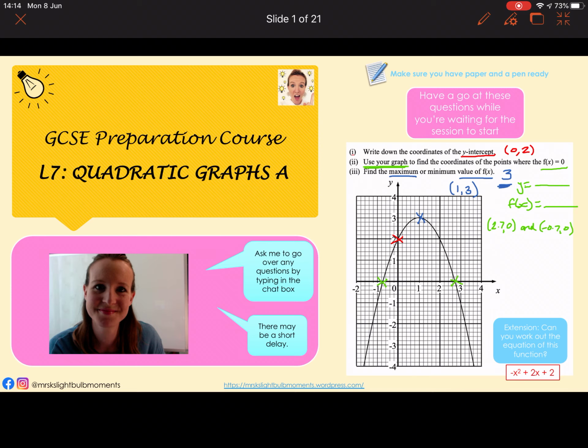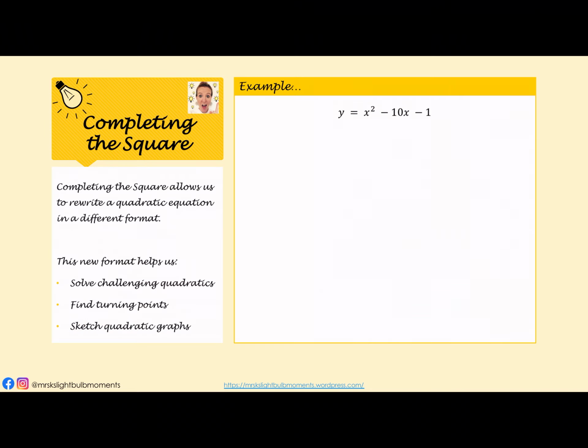Right, let's get going then. I'm going to start with completing the square because this is really important for helping us find maximum and minimum values. Then we're going to know how to use completing the square on our graphs. And then we're going to look at some general formats of the quadratic equation graph and what we can spot from it, so finding roots and so on.